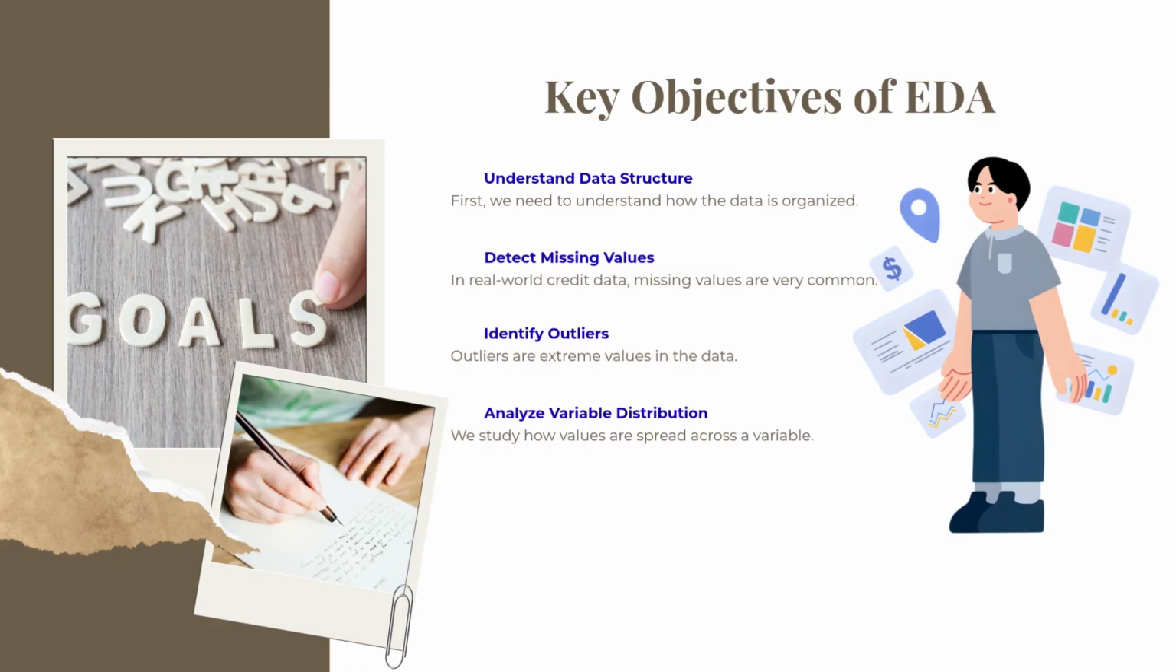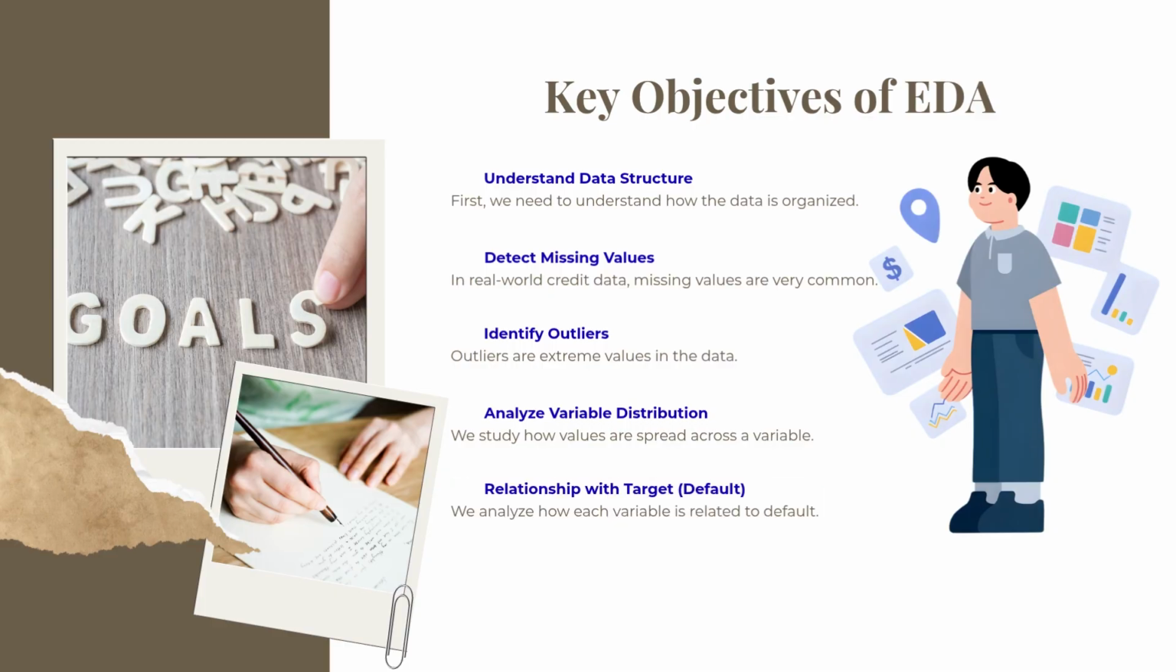Next is to analyze the variable distribution. We study how values are spread across a variable. We need to check whether the distribution is normal or skewed. This is important because it helps us understand if the data is realistic and usable.